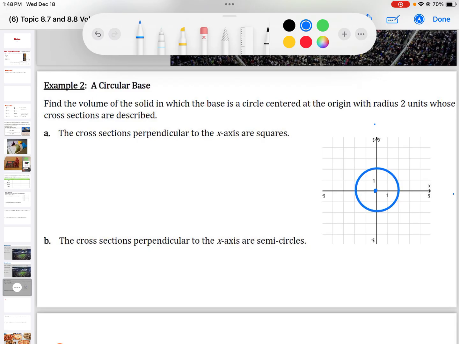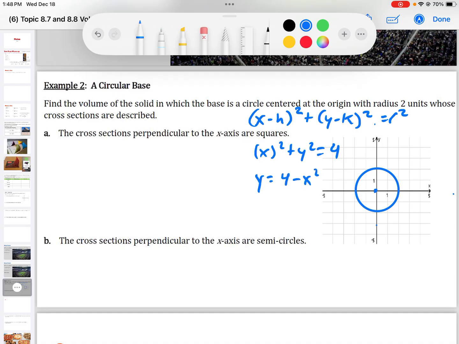So we gotta remember, all the way back from geometry, how do you write the equation of a circle? So you might remember it's x minus h squared plus y minus k squared is equal to r squared, where h and k is the center of the circle. But this one's pretty easy because it's just centered at 0, 0. So this would be x squared plus y squared is equal to 4, which is the radius squared. So if I want to solve for y, I'd have y squared is equal to 4 minus x squared.